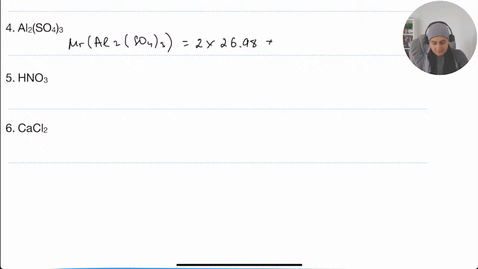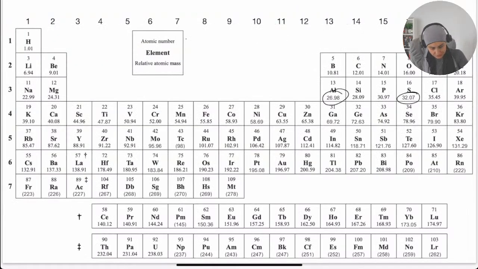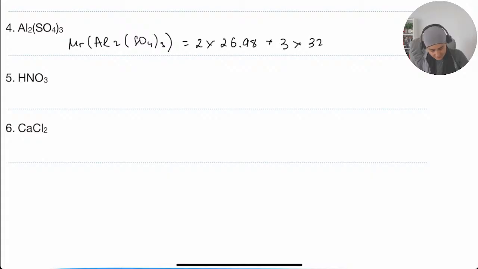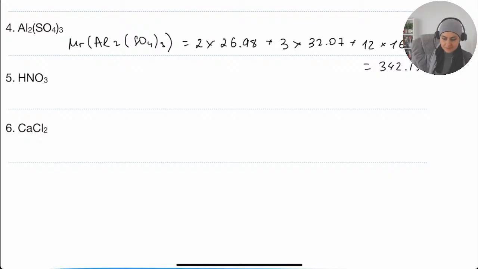plus sulfurs. We have 3 sulfur atoms here, so 3 times sulfur, 32.07, plus oxygens, 3 times 4, 12. 12 times 16. Okay, 2 times 26.98 plus 3 times 32.07 plus 12 times 16 gives me 342.17. Well, you got the idea.